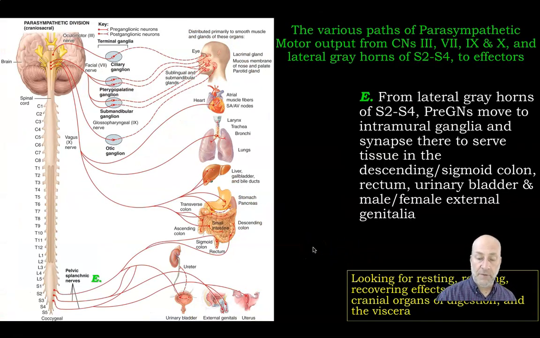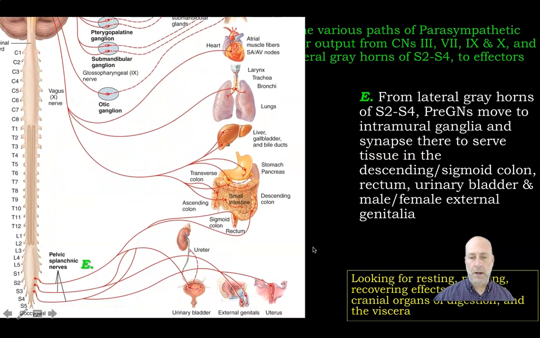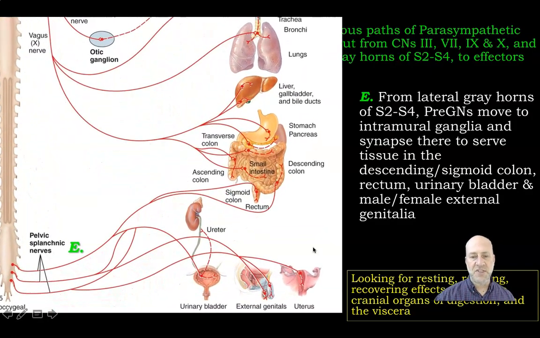And finally, if you go all the way down, you want to come all the way down the line to the sacral part of the craniosacral outflow. Everything I've talked about so far has been cranial. This has come out of cranial nerves 3, 7, 9, or 10. Now you come down to the sacral outflow, and S2 to S4. Follow path E. And where are you headed with that?